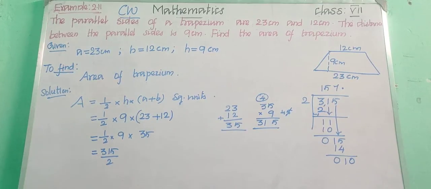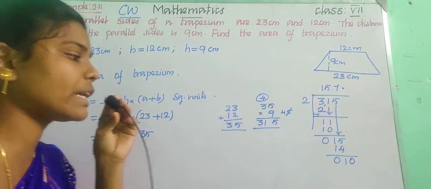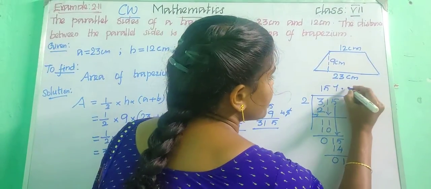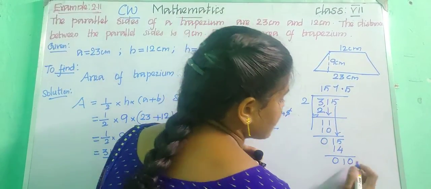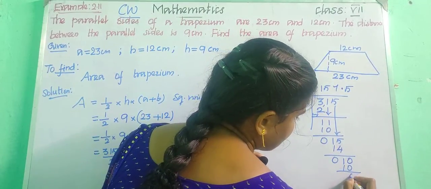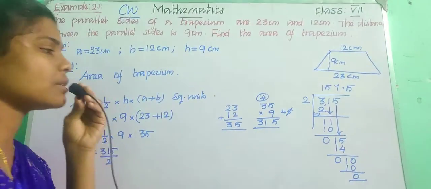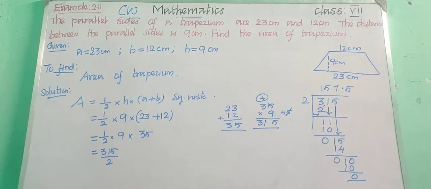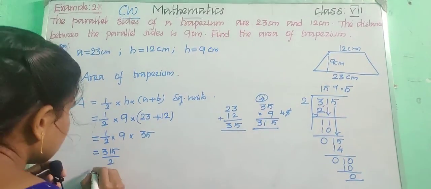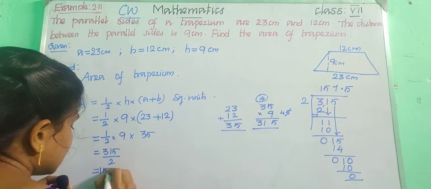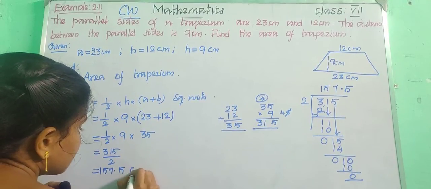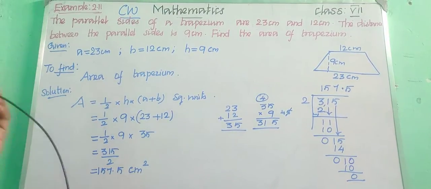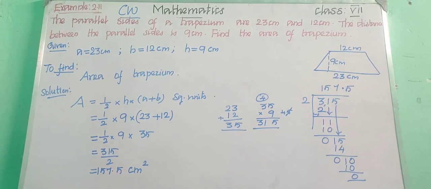Okay children, now say 2 table. 1 2 is 2. 2 2s are 4. 3 2s are 6. 4 2s are 8. 5 2s are 10. So here we got 10, right? So put 5 in the quotient. 5 2s are 10. So put 10. 10 minus 10, 0. So what is the answer? 157.5. Write the answer: 157.5 centimeter square.